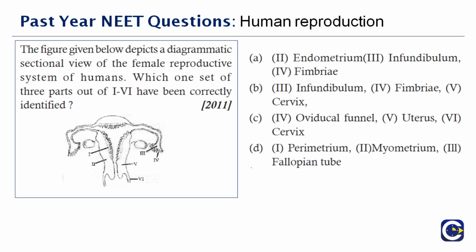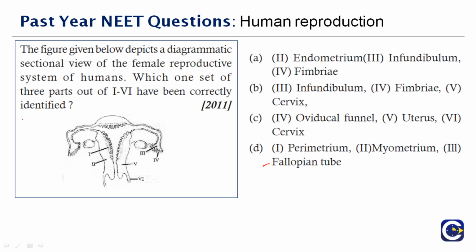The figure given below depicts a diagrammatic sectional view of the female reproductive system of humans. Which one set of the three parts have been correctly identified? So again you have 1, 2, 3, 4, 5, 6 parts. So now we have to identify the right one.